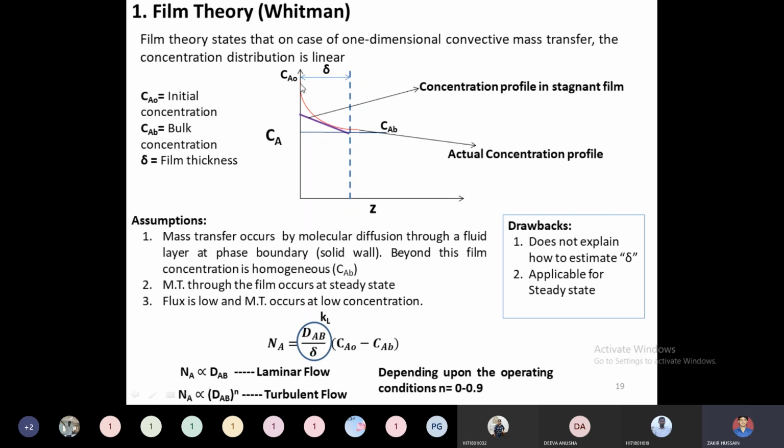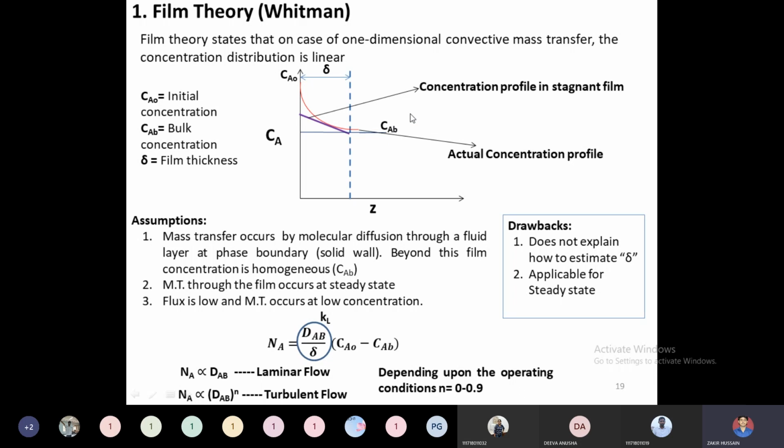According to his assumption, mass transfer will take place only within this boundary layer, and this boundary layer or film will have a thickness of delta. The concentration will change from the initial concentration Ca0 to the final concentration, and after that the concentration remains as the bulk concentration.